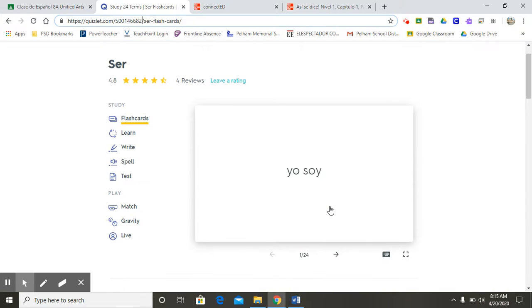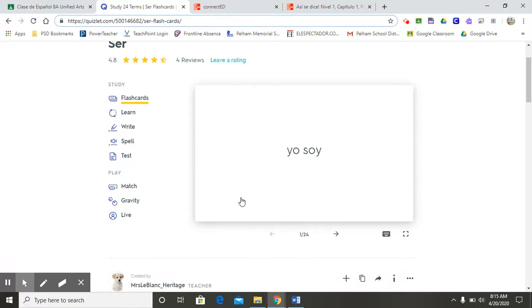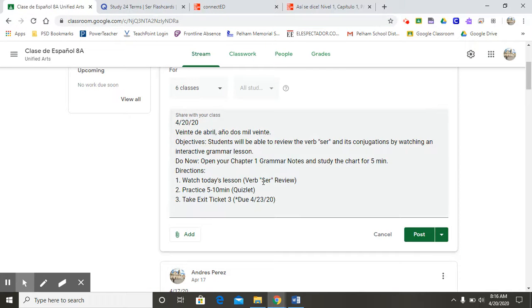Now you can also browse other ones that have to do with the verb ser, okay? But this one's pretty good because it has a bunch of index cards, and you guys can play the games as well. It's a good way to practice, all right? So don't feel like you have to just do the flashcards. You can play matching games, the gravity games. You can do other things as well. So please do that for 5 to 10 minutes today so that you get good practice.